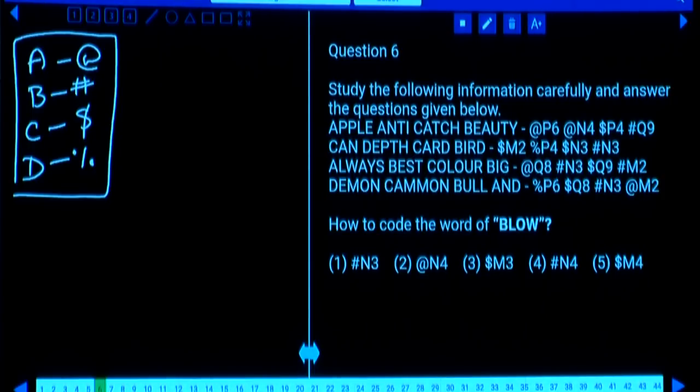Then the next one, the numbers. Now how many different numbers are there? We have some 6 numbers. What are those numbers here? 3, 4, 6, 8 and 9, isn't it? Now let us check out the number. What is the number here? 6 is here, 4 is here, 4 is here. Now 6, 4 and 4.